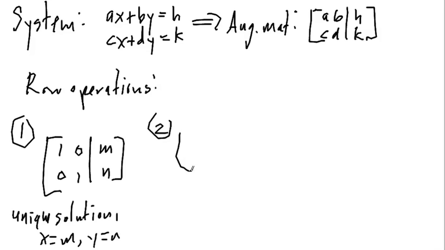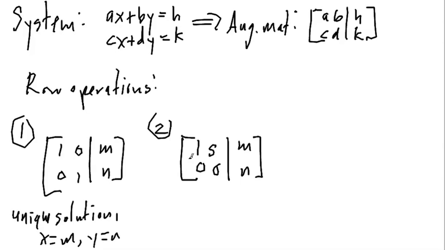If I end up with something that looks instead like 1, S, M, 0, 0, N, and let's say that n is not equal to 0, this bottom row right here, let me highlight that in green for kicks, along with the fact that n is not 0, tells me that there are no solutions.